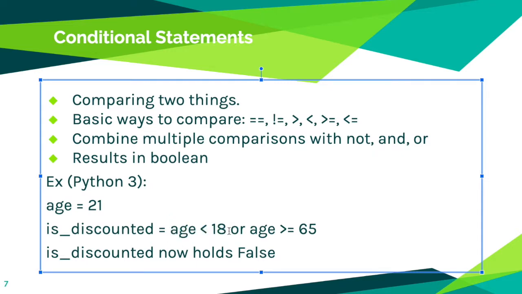But if we look, is age less than 18? No, because 21 is greater than 18. Is age greater than or equal to 65? No, because 21 is not greater than or equal to 65. So that means since both of them are false, is_discounted is now going to hold false.